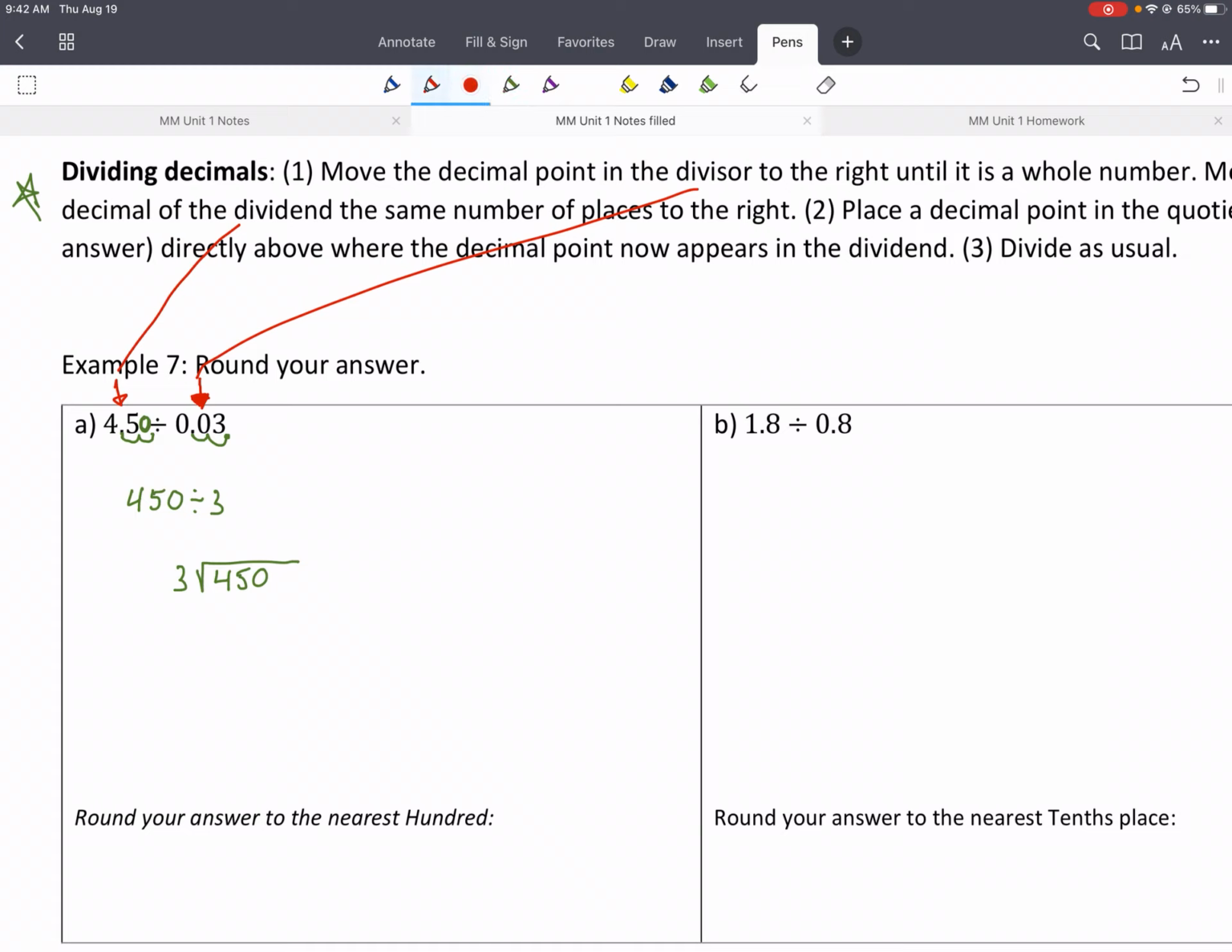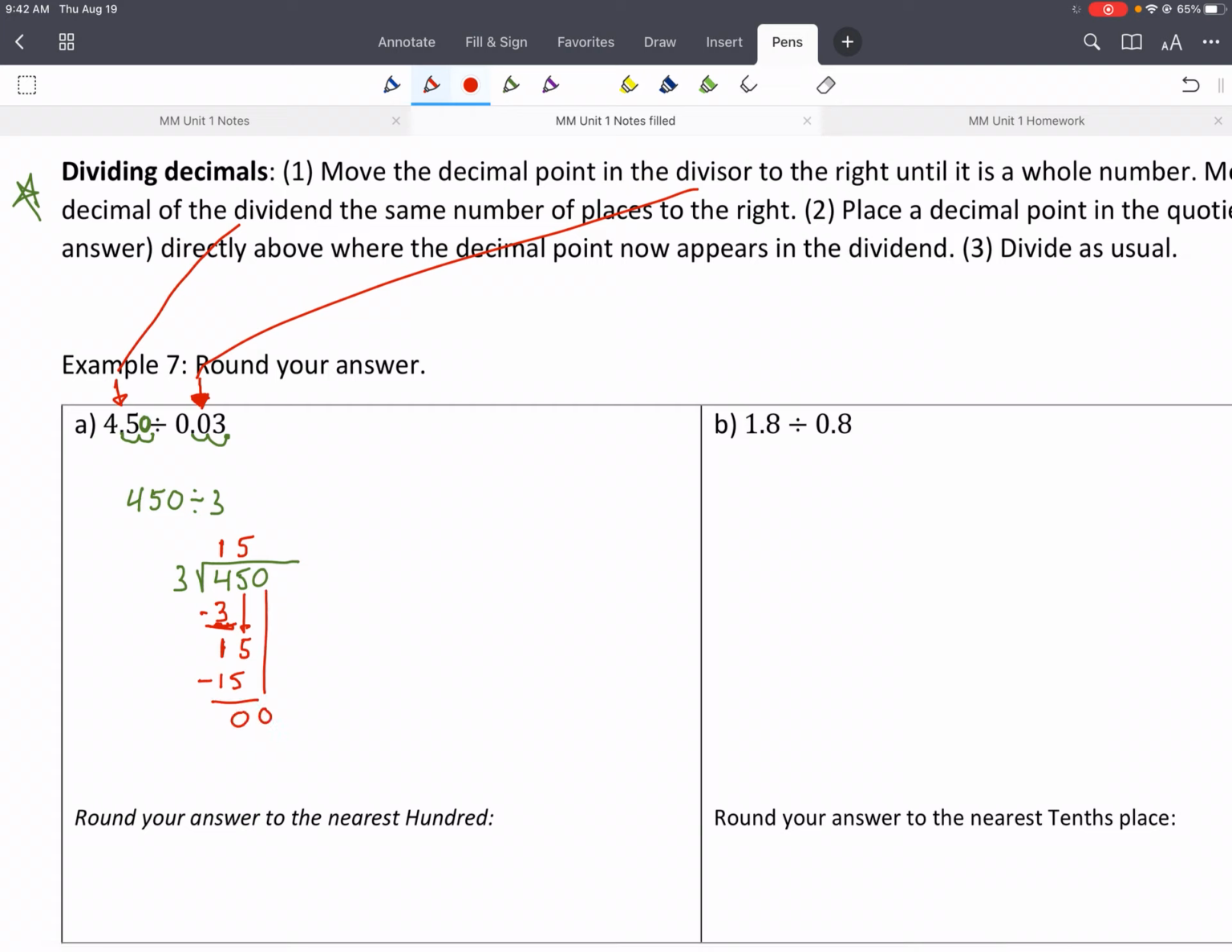So how many times does 3 go into 4? Well, it goes in 1 time. And then we multiply 1 times 3 to give us this value. And we'll subtract. It gives us 1. We'll bring the 5 down. So how many times does 3 go into 15? Goes in 5 times. So 3 times 5 is 15. And we get 0. We bring down that last value, which is 0.